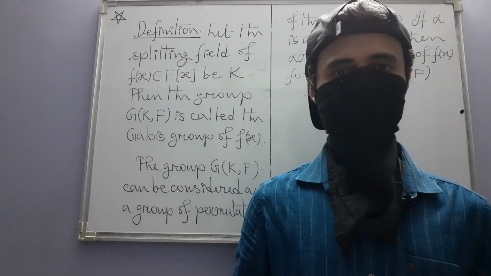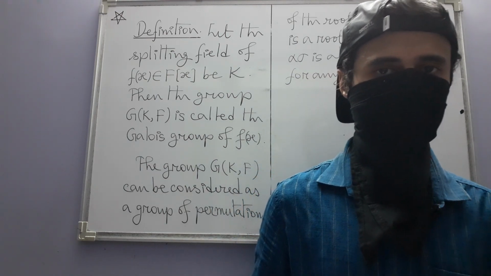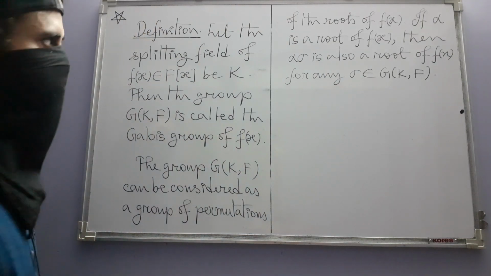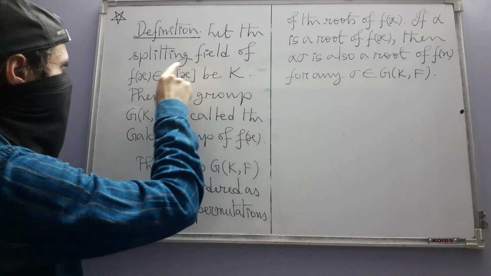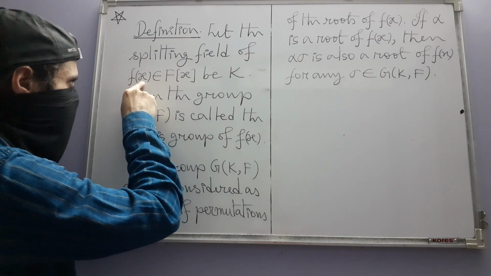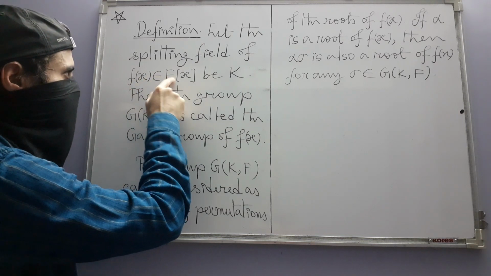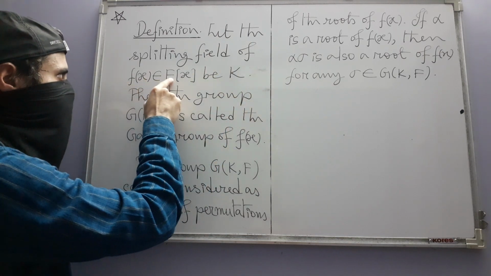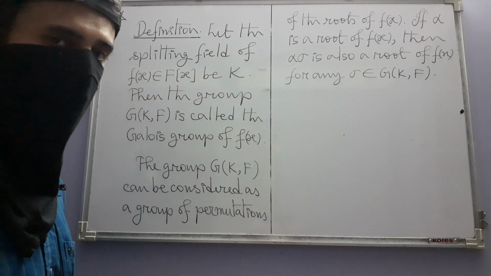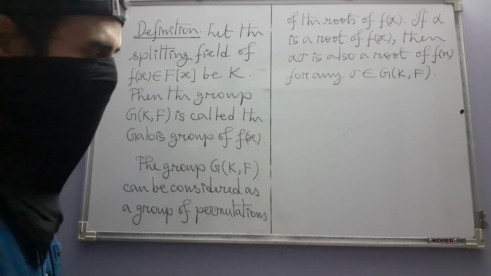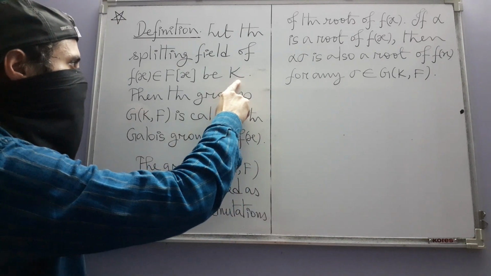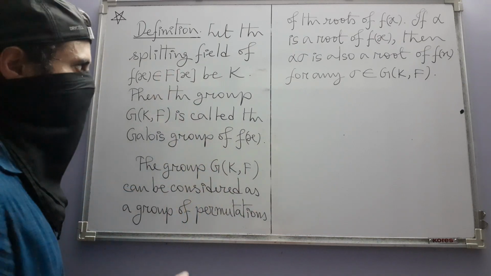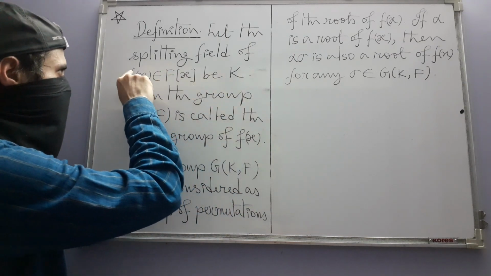Okay, so we have finally come to the definition of the Galois group of a polynomial. So let's start with this definition. Let the splitting field of this polynomial f over the field capital F be K. Okay, so small f is a polynomial over capital F and K is its splitting field, which means that K is the extension of F having smallest possible degree, but at the same time K contains all the roots of f.